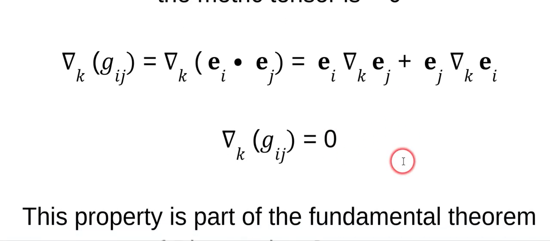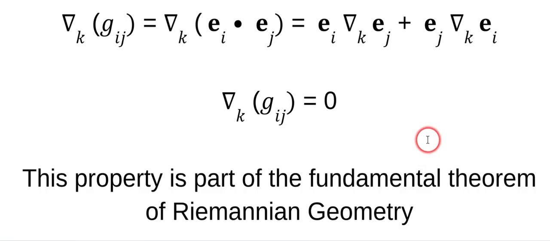This property, the metric compatibility of the tensor, is part of the fundamental theorem of Riemannian geometry. What this means is that as you parallel transport the metric tensor around your manifold, the inner product remains the same and the angle between the two basis vectors remains the same. So that's what it means.